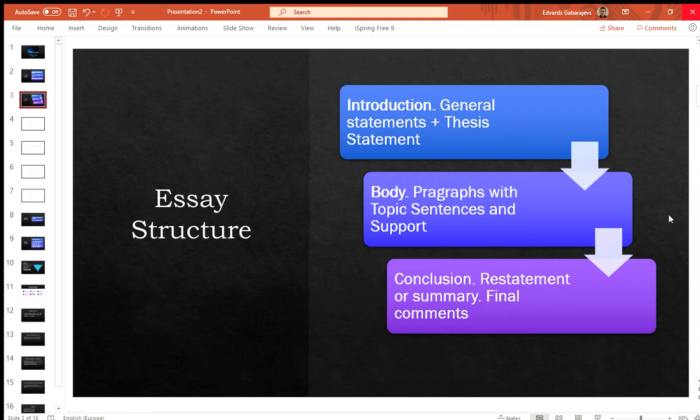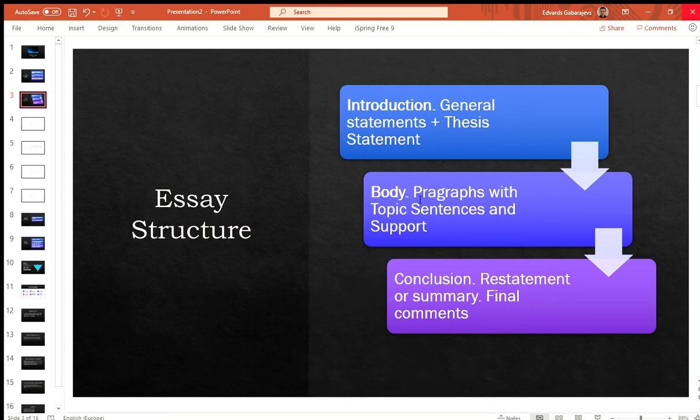Body paragraphs with topic sentences and supports. So yes, basically the body is the part that has all the paragraphs, and each paragraph in the body follows the same rules that we already talked about when we discussed single paragraphs. Conclusion is like a concluding sentence of a paragraph: restatement or summary of main ideas, final comments, everything. All of this is in the conclusion.